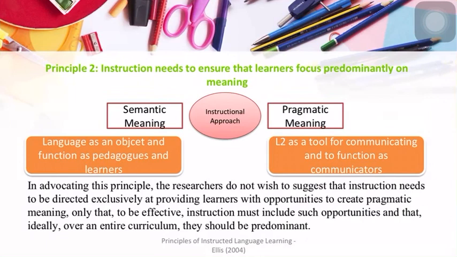In advocating this principle, the researchers do not wish to suggest that instruction needs to be directed exclusively at providing learners with opportunities to create pragmatic meaning, only that to be effective, instruction must include such opportunities and that, ideally, over an entire curriculum, they should be predominant. So the researchers do not choose whether semantic or pragmatic, but both are important to learning language.